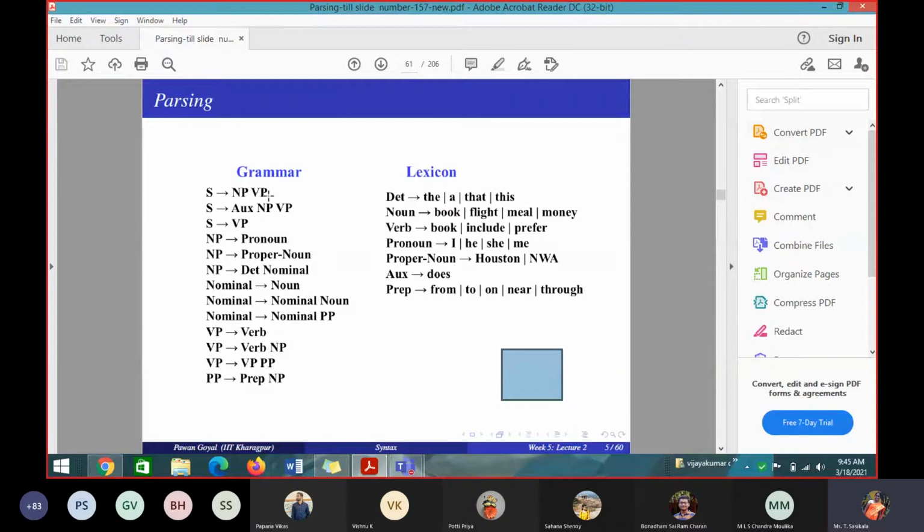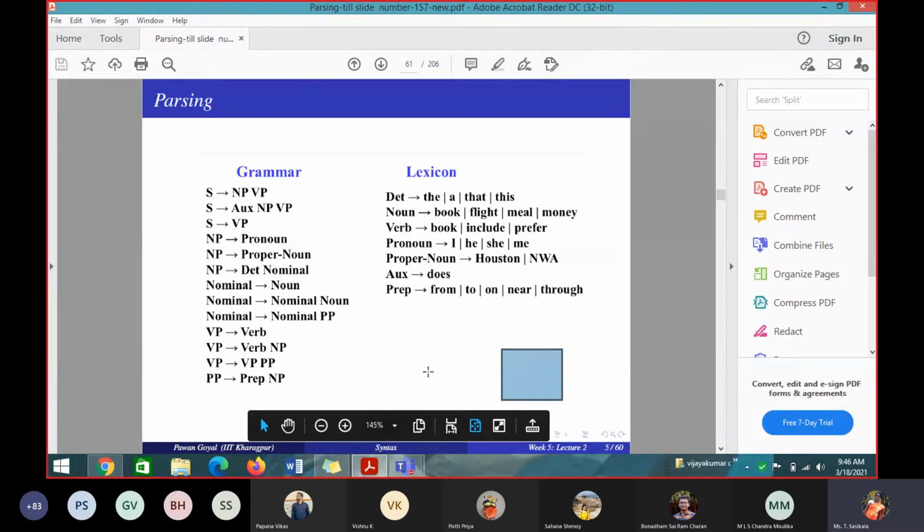So NP gives what? NP gives pronoun. Pronoun gives "that" or something? No. "Book that flight", is book there in the pronoun? No. So this possible combination is not correct. So I am taking the second combination starting with S. S gives auxiliary verb NP VP. Auxiliary verb gives what? "Does". Is "does" my first word? No. So this combination is also wrong.